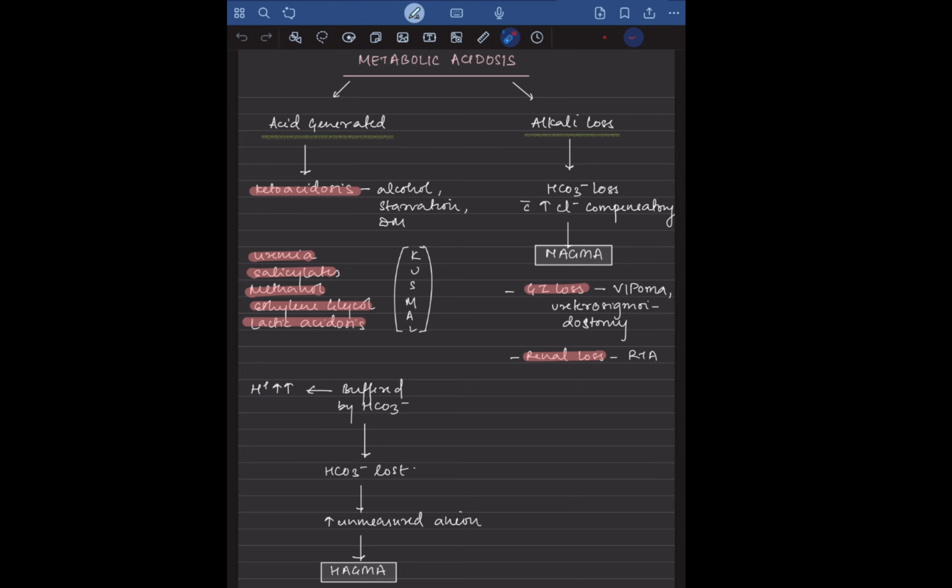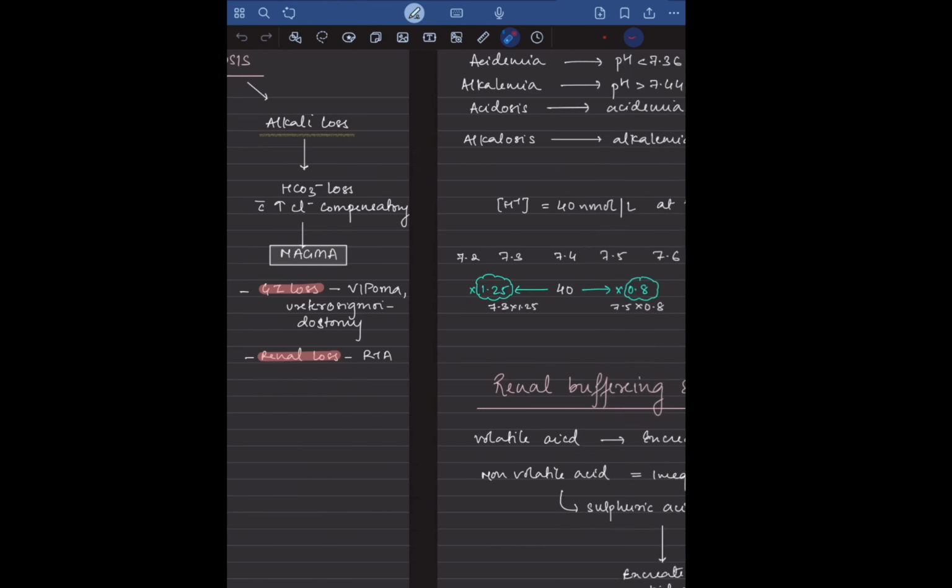Now, as we have already discussed, there could be GI loss or renal loss. If there is a renal loss, remember renal tubular acidosis, and if there is GI loss, we can have VIPoma or ureterosigmoidostomy. So this much is very important. Remember these two things: acid generated and alkali loss.